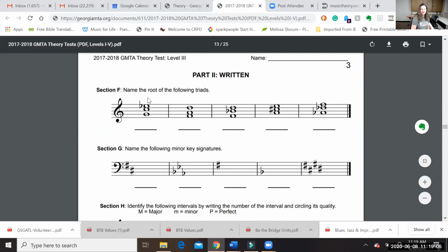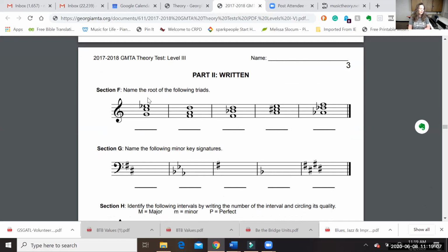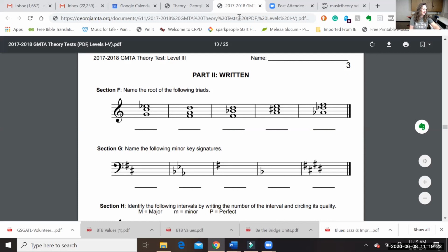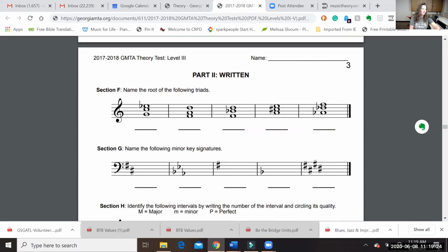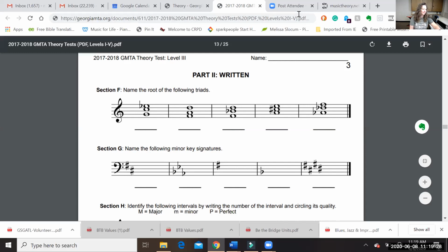So if you haven't already, go to that link in the chat, go to the website, and I just walked you through how to get your own copy of this test. You're going to want your own copy handy as we work on this together. So I'm going to pause and make sure that you can go ahead and get your own copy.